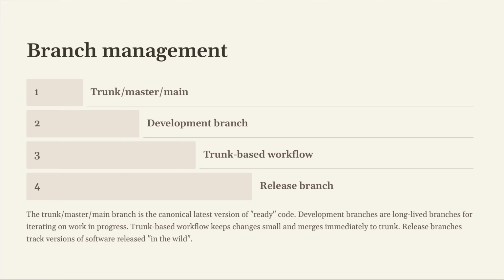The second one is development branches. These are for ongoing work. They are often long-lived. The third one is feature branches. These are short-lived branches for working on a specific task. The last one is release branches. These are for tracking versions of the software that are already being used by customers.